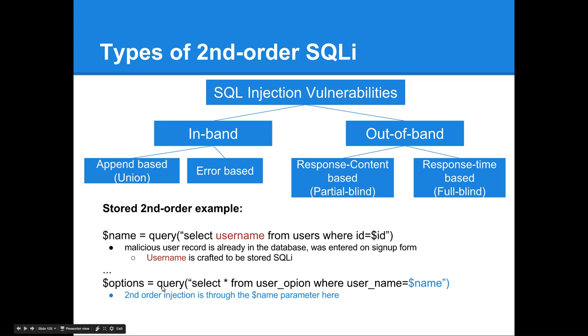Options is assigned to the query result of select star from user option where username equals name. This can be exploited as if it were an in-band, append-based or error-based SQL injection vulnerability, but this is, again, nested, and it's a second-order scenario.